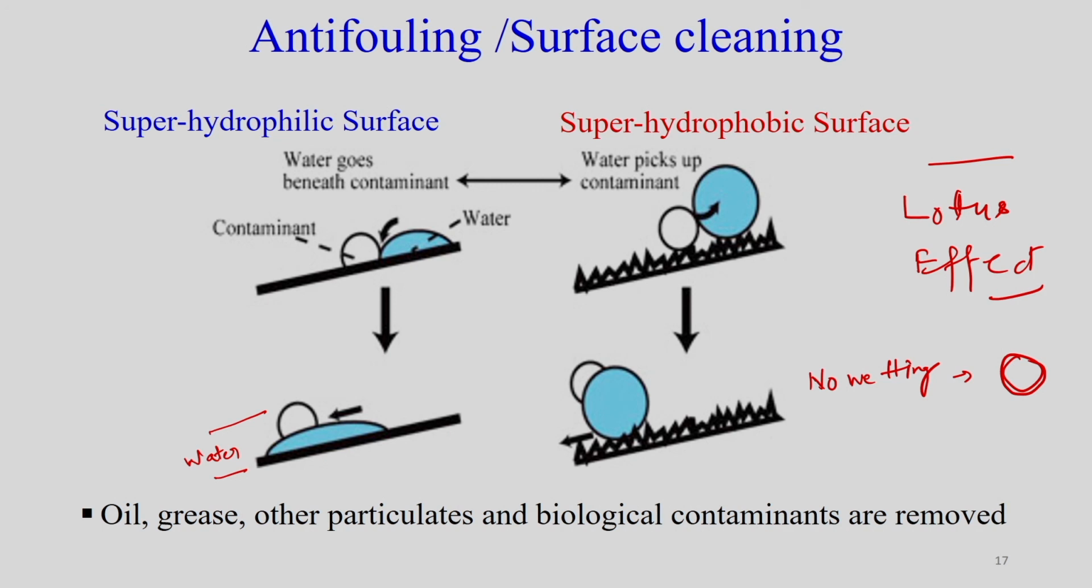So, particularly for removing of oil, grease, other particulates or some biological contaminants, these anti-fouling or self cleaning surfaces are prepared. One example is we use the non-wetting cloths for different biomedical applications as well as, let us say, for the raincoat. So, there will be no wetting as well as these surfaces have the self cleaning property.